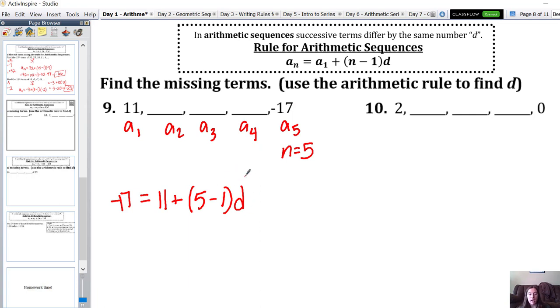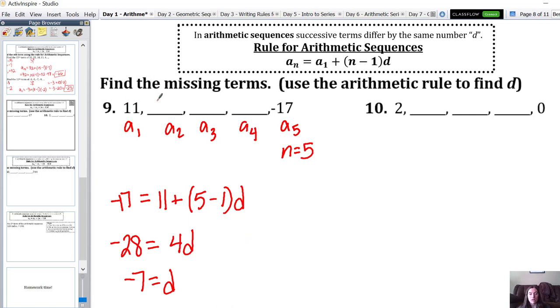Now I'm going to get d by itself. So I'm going to do two things at once. I'm going to start by subtracting the 11, so now I have negative 28 equal to, and 5 minus 1 is 4, so I have 4d. Then when I divide by 4, we get a d value of negative 7. That means to get from one term to the next, we're subtracting 7 each time.